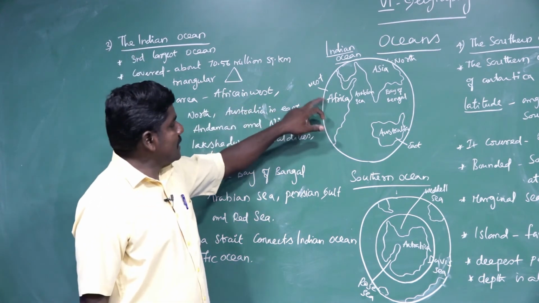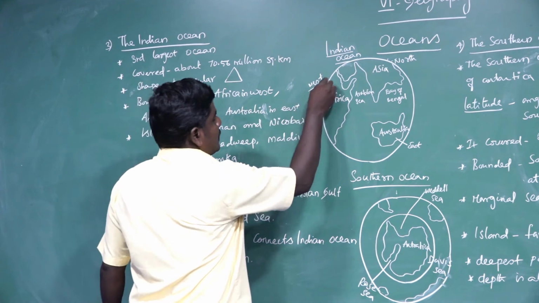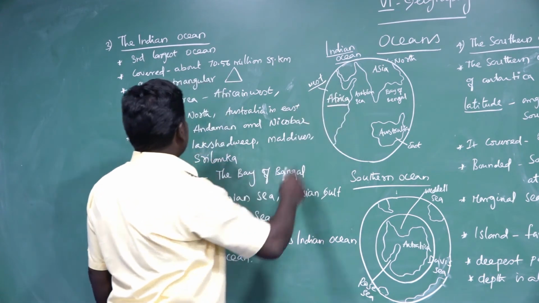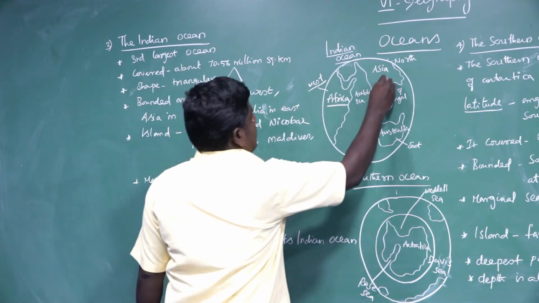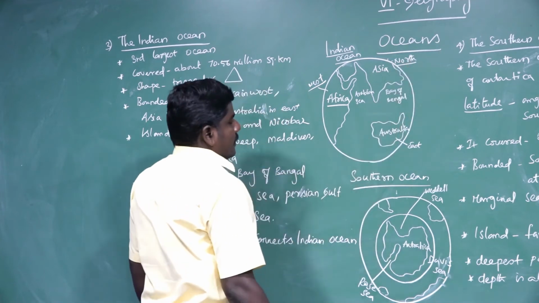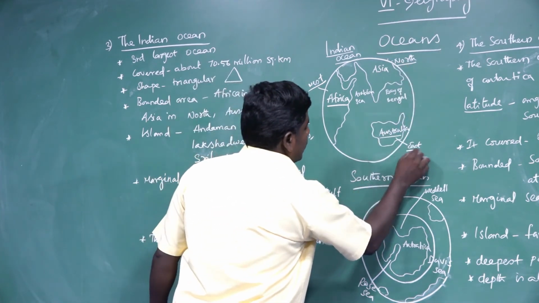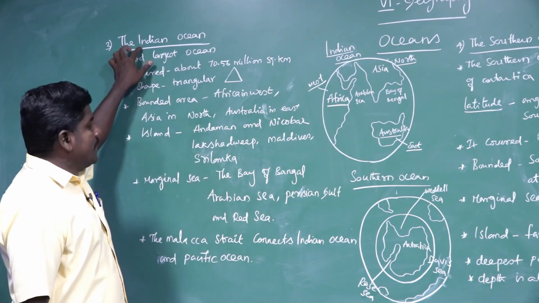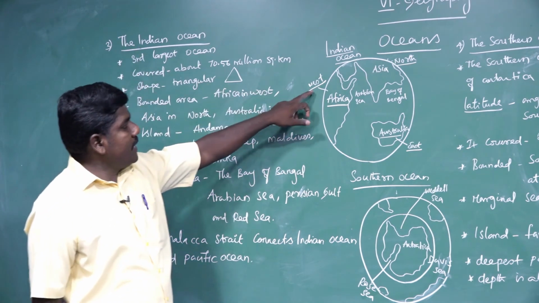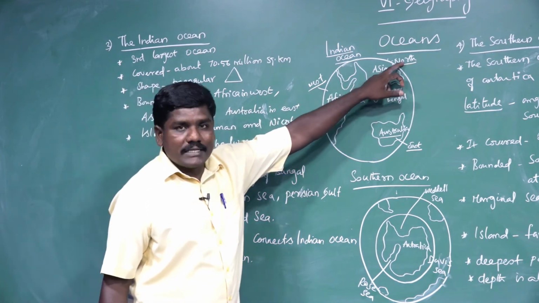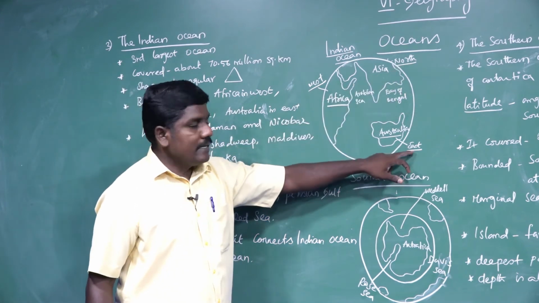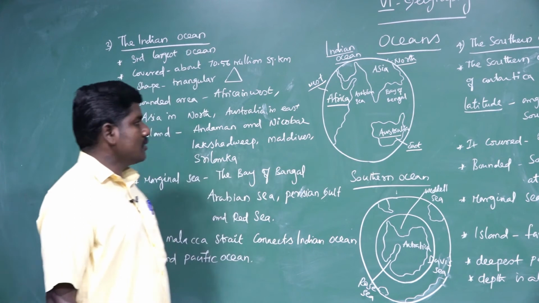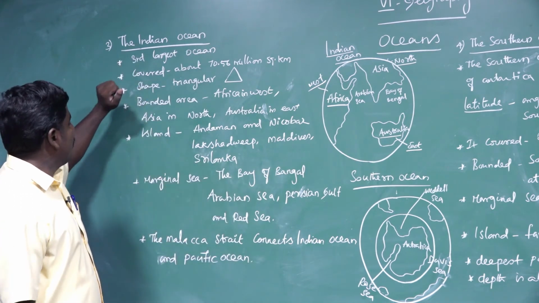Africa in the West region. And then Asia in the North region. And then Australia in the East region. So that is the bounded areas of the Indian Ocean: West region, Africa; North region, Asia; and East region, Australia.